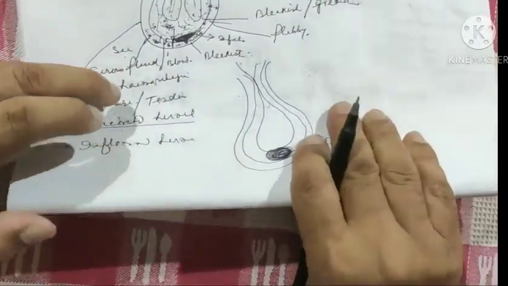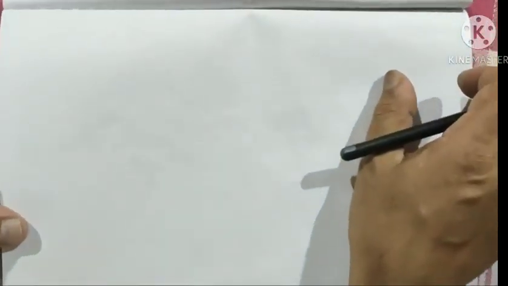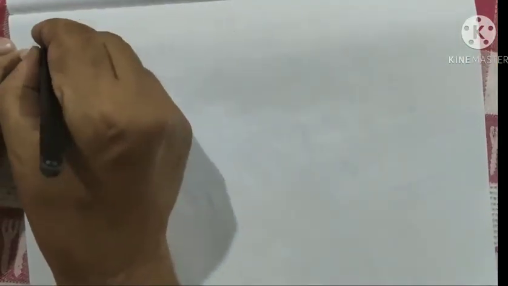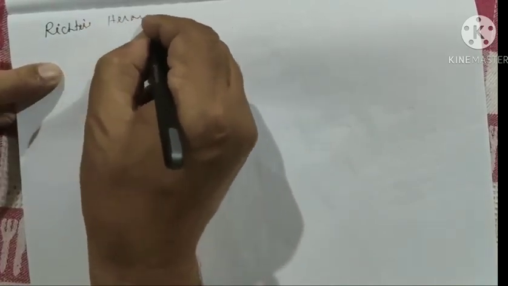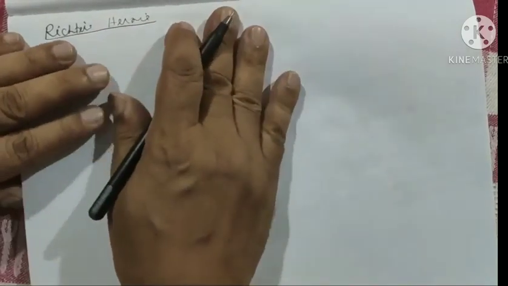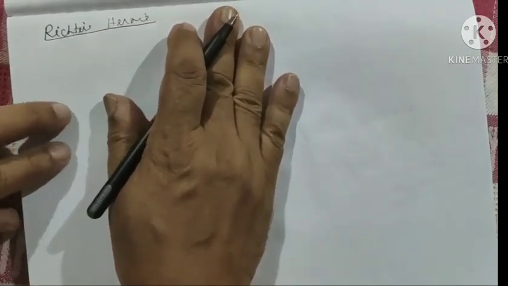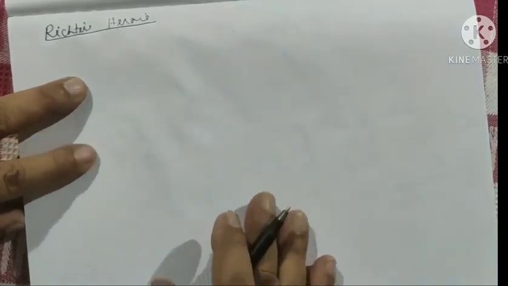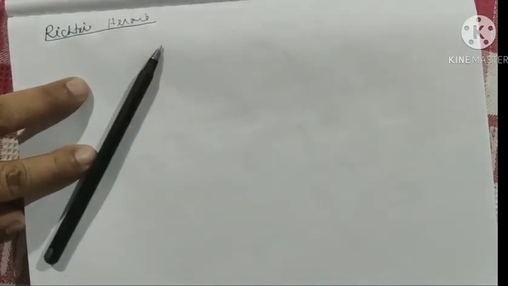Some rare hernias are also there. Some other types of hernias are also there. Richter's hernia. Richter's hernia is one of the surgical dilemmas, where how to diagnose and what treatment to do is difficult in the case of Richter's hernia.